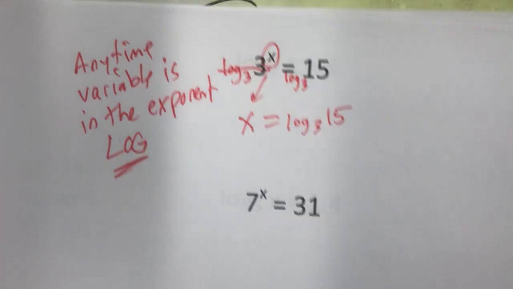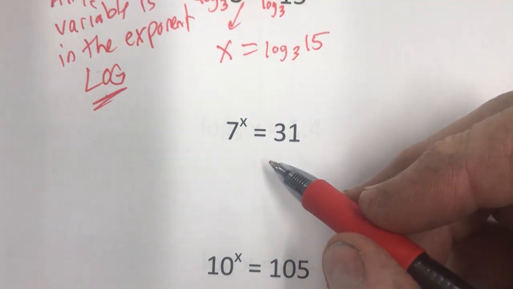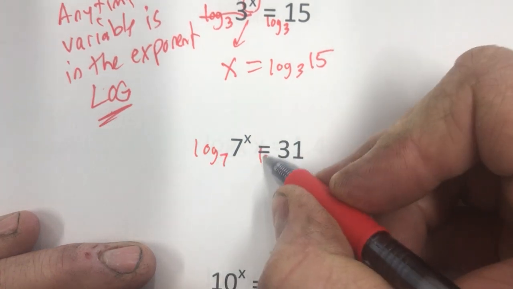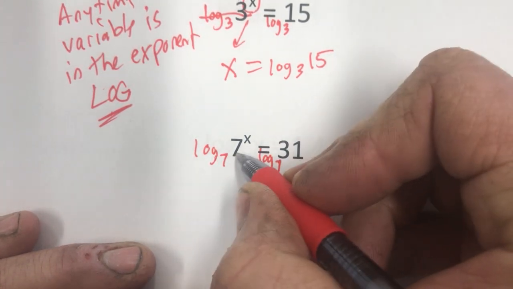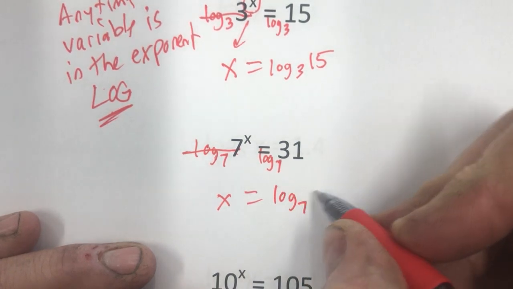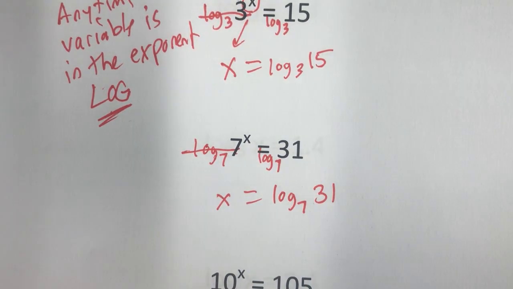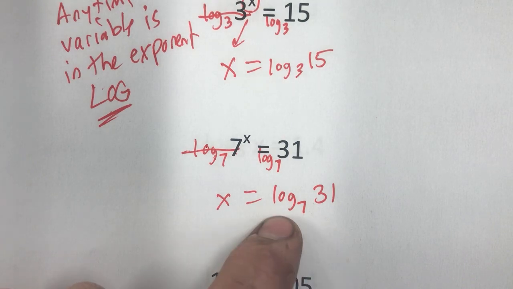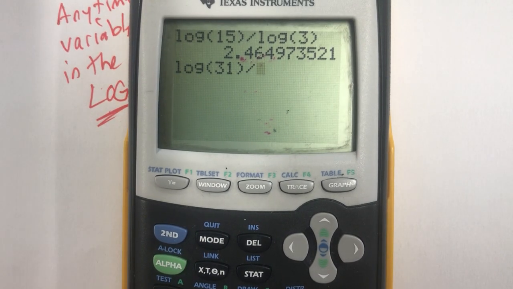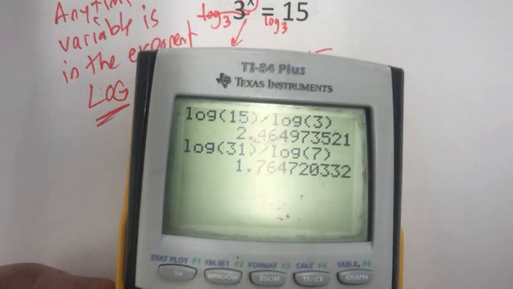What about this? 7 to the x equals 31. So I'm going to do log base 7 both sides. Log base 7 of 7 cancels, and I have my x, and my answer is going to be log base 7 of 31. So I'll do log 31 divided by log 7. And I get 1.76.